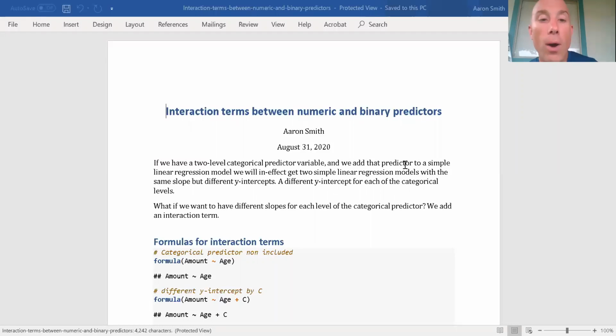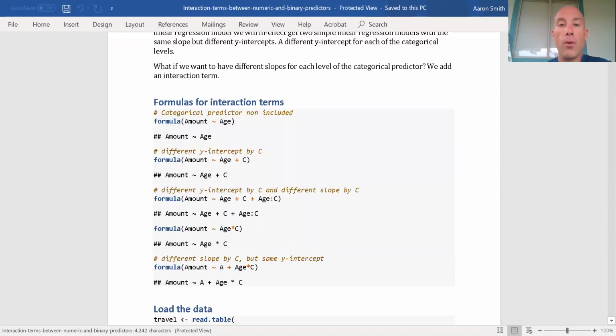Okay, well, that's good. Well, what if we wanted a little bit more? What if we want a different slope for each level of the categorical predictor variable? Or what if we want a different slope and a different y-intercept for the categorical predictor variable? All right, so let's go. I'm going to skip a little bit lower in the document for a moment, and we're going to take a look.